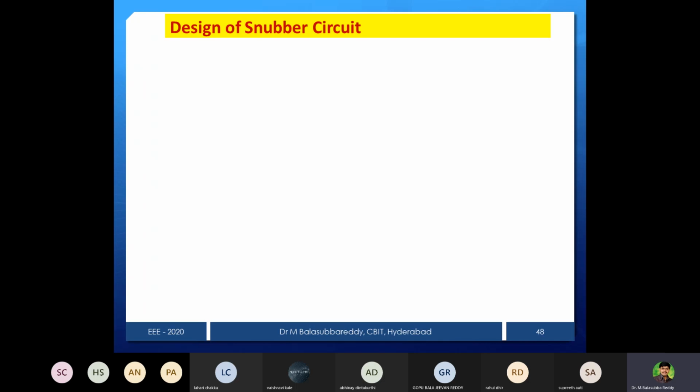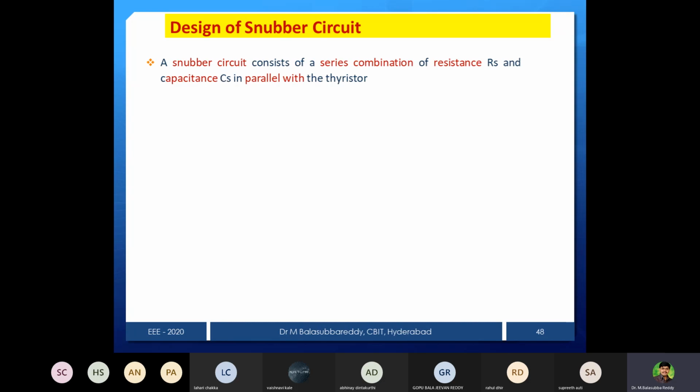In the previous protection, we noticed that for di by dt, protection is used to prevent the high current. There is an inductor used in series with the device so that we can minimize the di by dt. Similarly, to prevent dV by dt triggering, we use a snubber circuit. So, the snubber circuit consists of a series combination of resistance Rs and capacitance Cs in parallel with the thyristor.